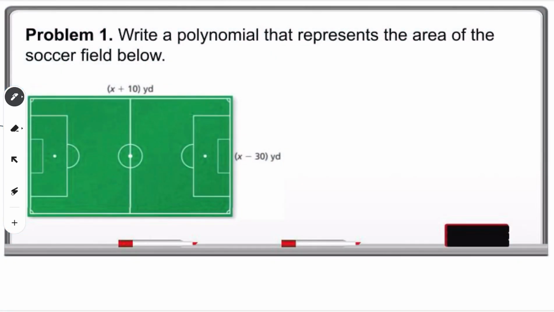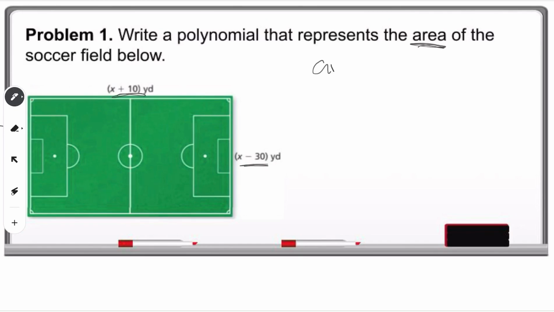So we have problem number 1, which reads: write a polynomial that represents the area of the soccer field below. I see I have a soccer field and it's also giving me its dimensions. The question is asking me to find the area. If you look at the soccer field, you can see that it takes the shape of a rectangle.